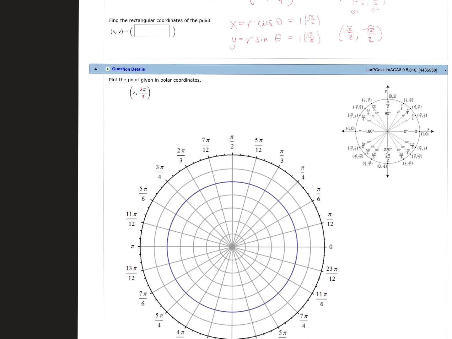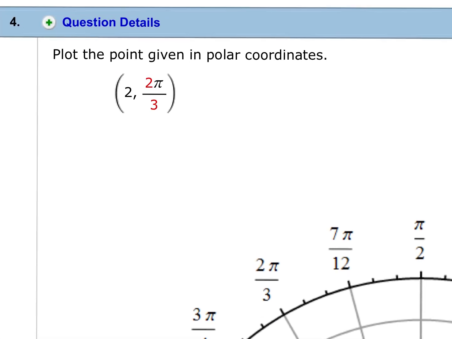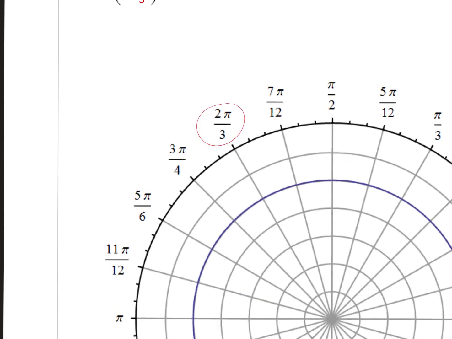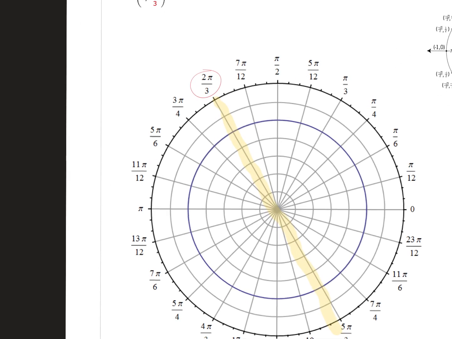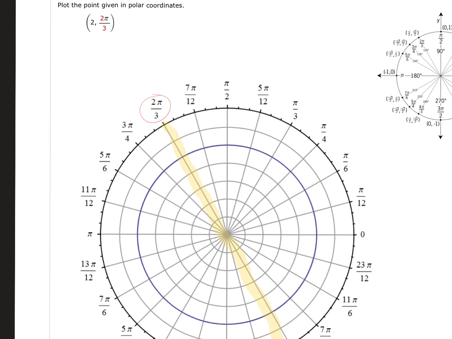So here, same thing. Let's plot this point and then let's convert it. Where is this point? Where do I find on my polar coordinate? What do I find first? 2 pi over 3, which happens to be right here. So I'm going to go ahead and highlight 2 pi over 3. Now, where do I go from the pole, from the middle? Do I go 2 units towards or 2 units away from? Towards. So I'm going to go 1, 2, and my point is right there.